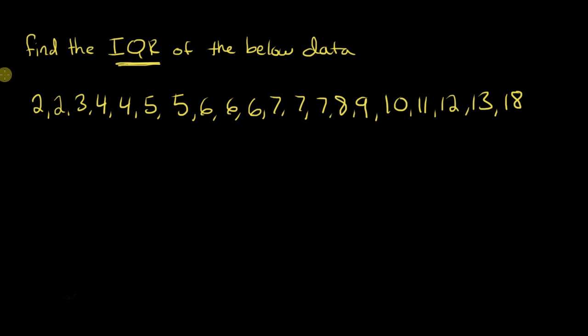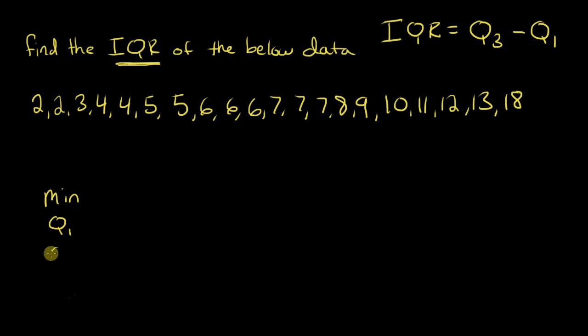Okay, so first off, let's remember what IQR is. IQR is the third quartile minus the first quartile. Let me write that up here. So the interquartile range is the third quartile minus the first quartile. And so let me go ahead and find the 5-number summary. That's the min, the first quartile, the second quartile, the third quartile, and the max. Remember, the second quartile is also just the median.